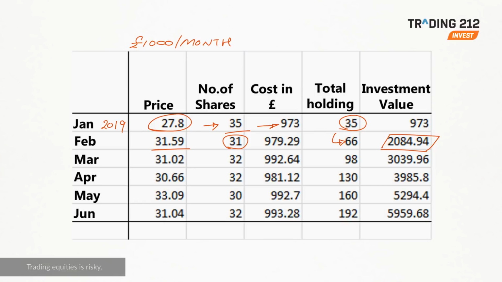So the average cost per share over these 6 months is £30.79. The total number of shares is this amount, 192, and the total amount that he pays is £5,912.03. And so his whole investment is worth this amount, and this is what he paid for it. So his running profit that he's sitting on is £47.65. Now, there's nothing magic about all this.